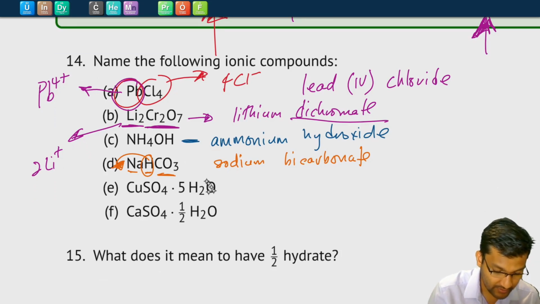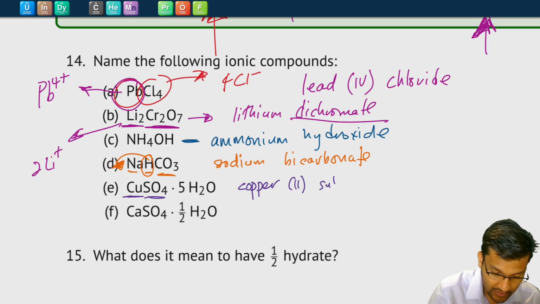Okay, this one has water of hydration. So the ion is copper sulfate. So copper, what's the charge? Sulfate has a 2- charge, so copper must be a 2+ charge. Copper 2 sulfate. And now for the hydration, penta for 5 hydrate.